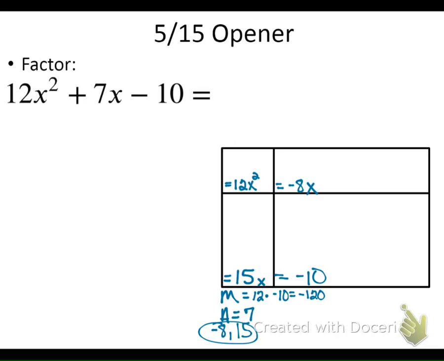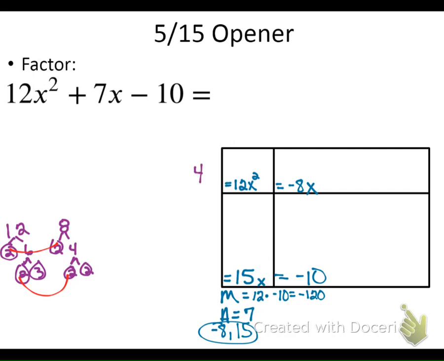Okay, now once I've filled in all of my areas, my next step is to find what? The height, which is the greatest common factor of my top row. So I'm going to look here. I'm going to have 12 and 8. I'm going to see what numbers they have in common. So what do they have in common here? They have a 2 and another 2, right? So what's 2 times 2? So my greatest common factor, or my height, for my top row is going to be 4.